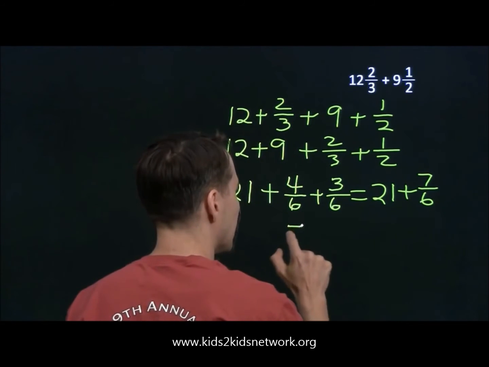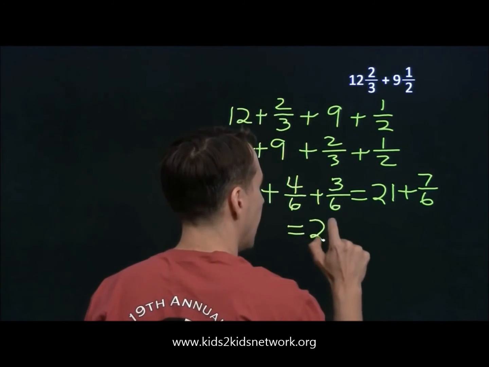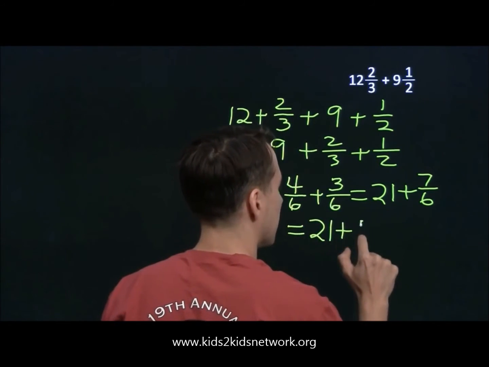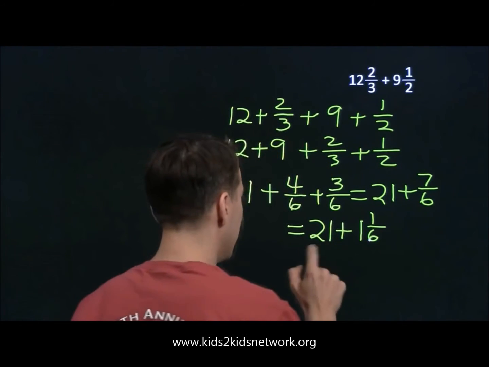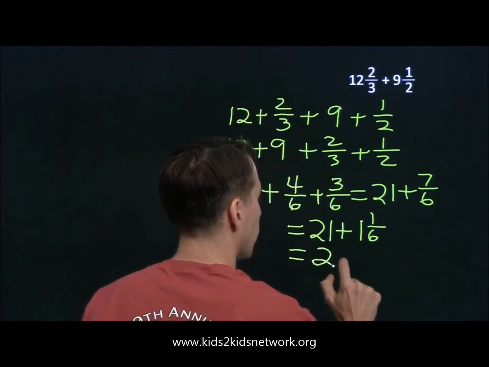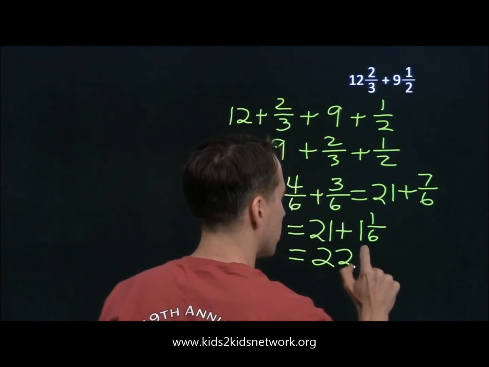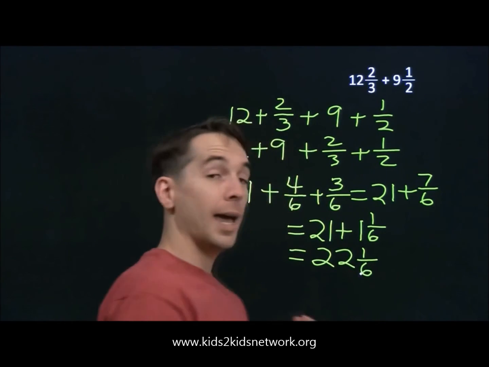What I can do here is I can take that 7/6 and write it as a mixed number. 7/6 is just 1 1/6. Now we see how to add these up. 21 plus 1 1/6, well, that's just 22 1/6. And we're done.